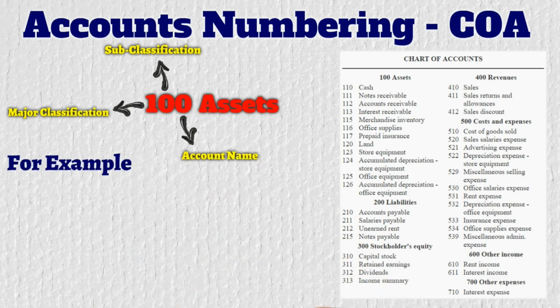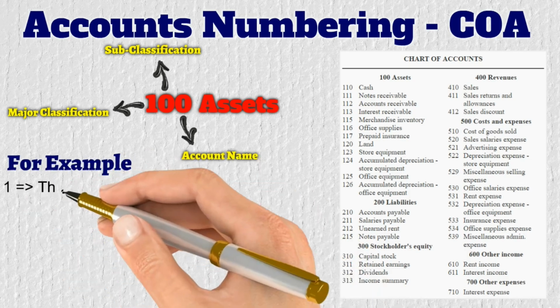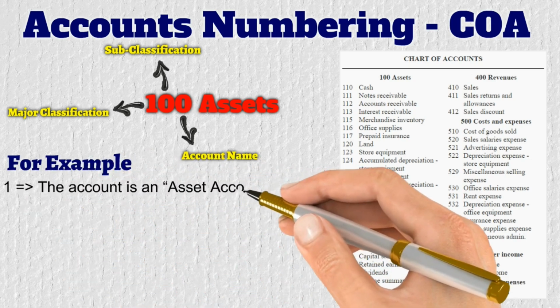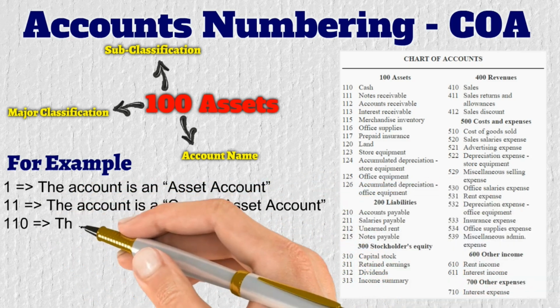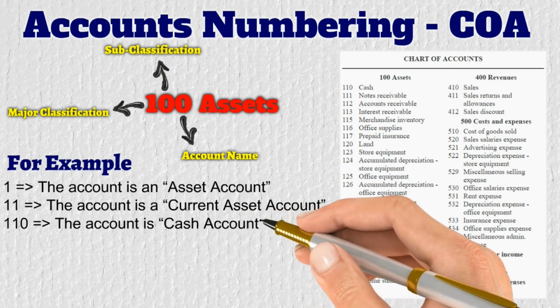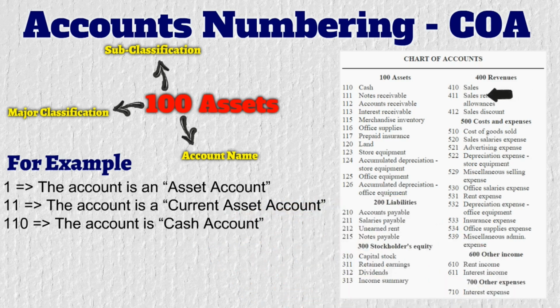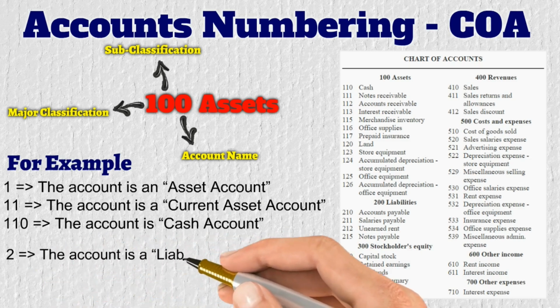For example, in this chart of account for assets, 1 is assigned for asset account, whereas the second digit, that is 11, is assigned for current asset account, and the last digit, that is 110, is assigned for cash account. Similarly, for note receivable, it's 111, where 1 is asset, the second one represents the current assets, and the last one represents the note receivable.